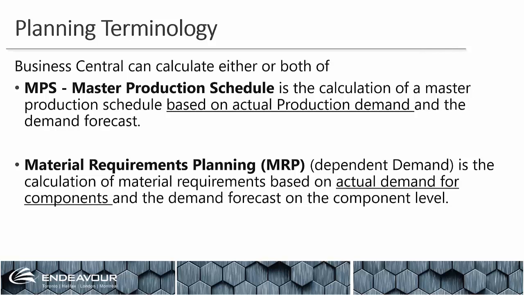The planning system in Business Central can plan for both at the same time, MPS and MRP, or it can do one at a time. We control this through a global planning setup on the manufacturing setup page. We'll take a look at it in the system in a minute.